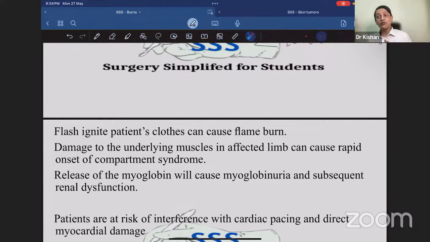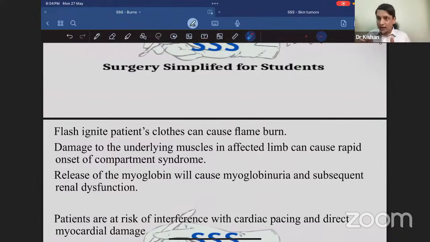Second thing is volume resuscitation. Fluid resuscitation is also very, very important. Why? Because of the contraction of all the muscles, many muscles will die. Even the myocardium will die. The patient may die because of the myocardial injury, not just the electrical interference.